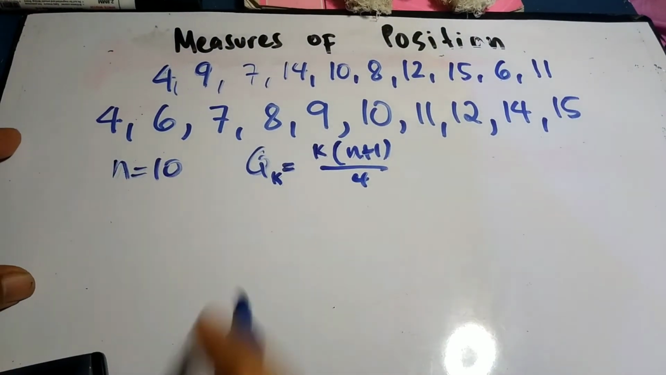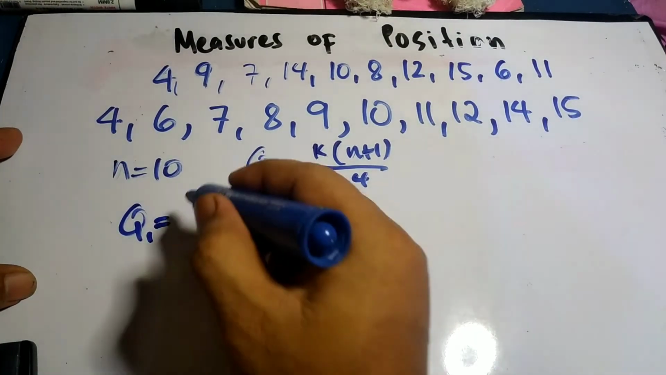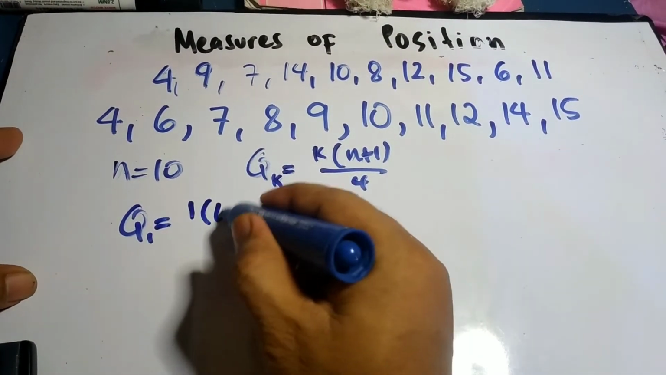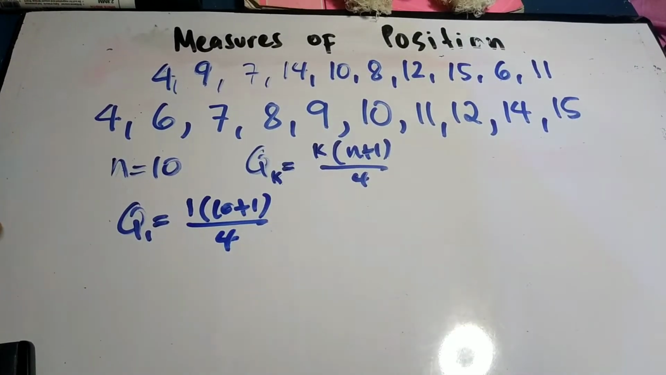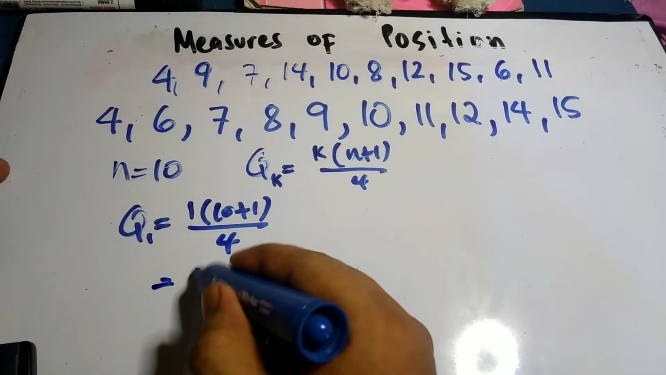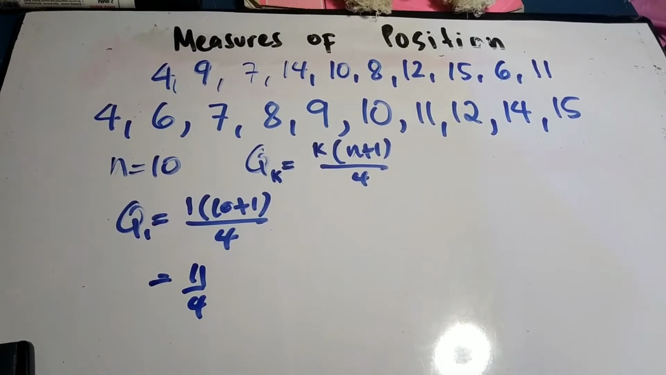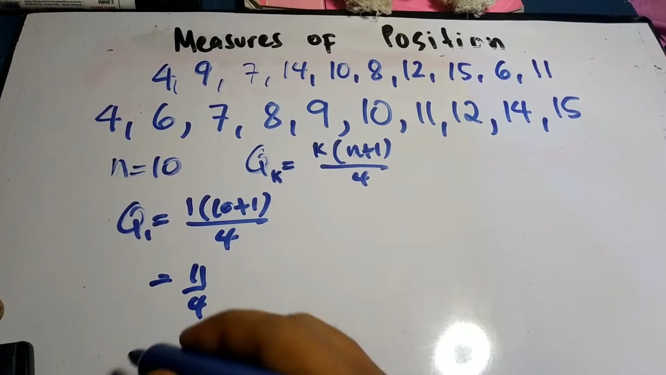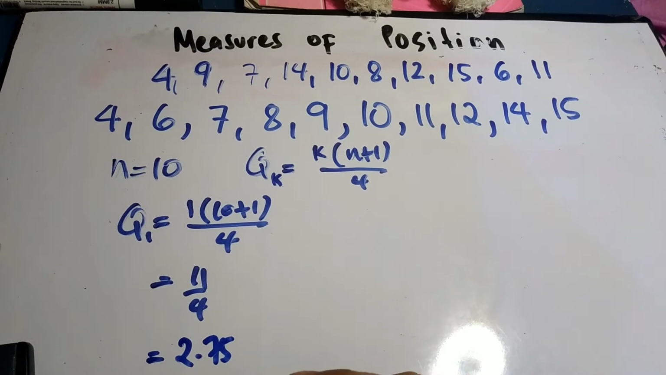So isa-isahin natin para makuha natin si Q1. Substitute lang po natin: 10 plus 1 divided by 4. So we have 11 divided by 4, so that is 2.75. Okay? Yung 2.75 ito yung position natin.